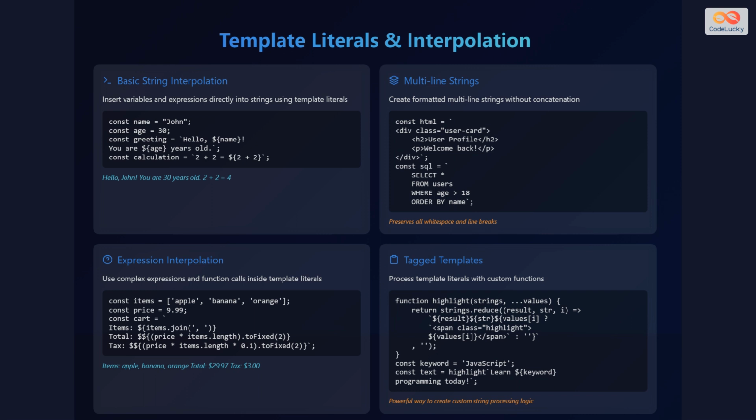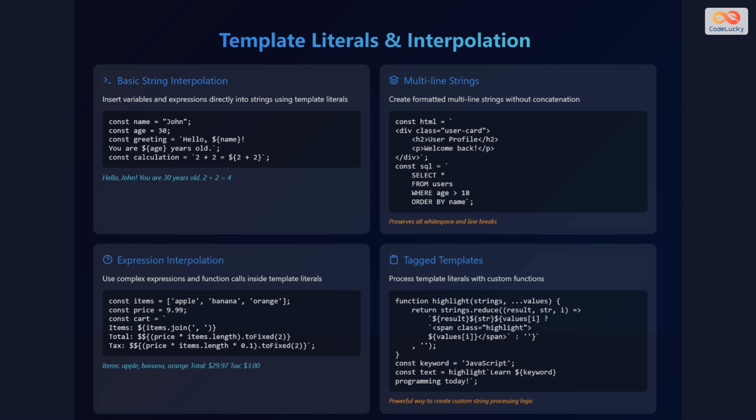Const html = `<div class="user-card"><h2>User Profile</h2><p>Welcome back.</p></div>` with each element on a new line. And const sql = `select * from users where age > 18 order by name`, each clause on a new line. These will output multi-line strings.